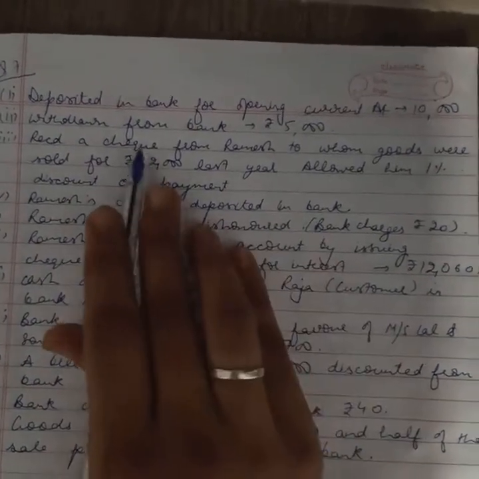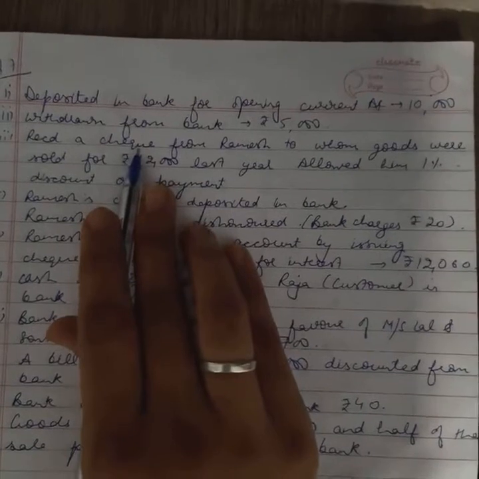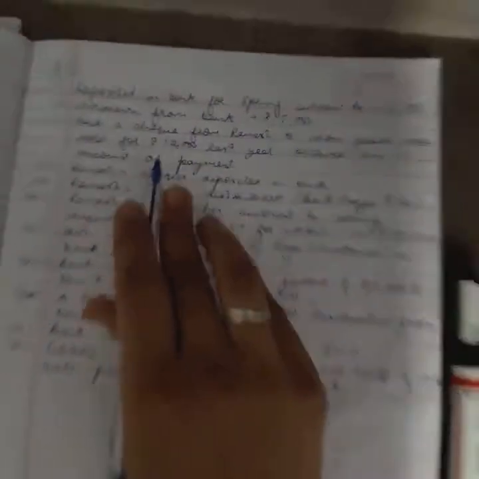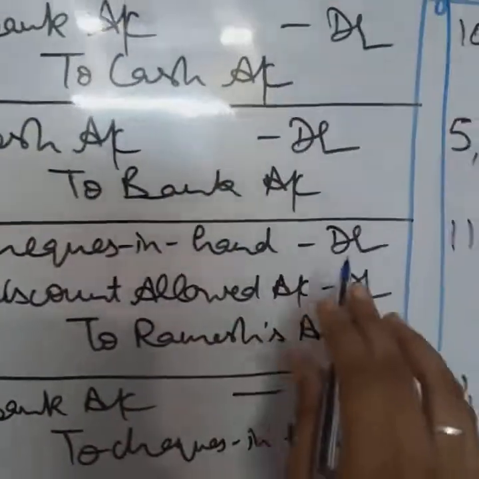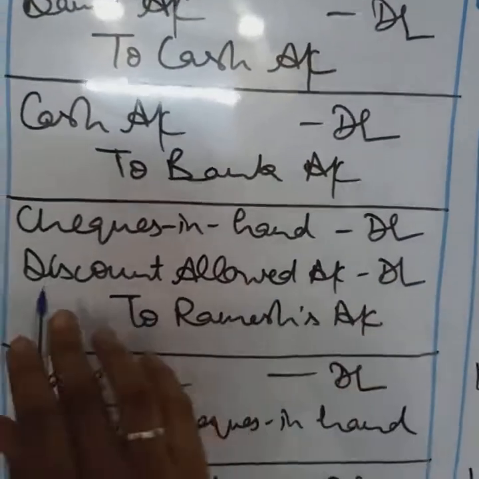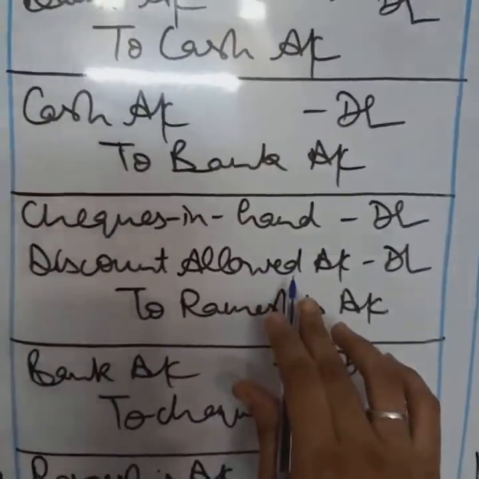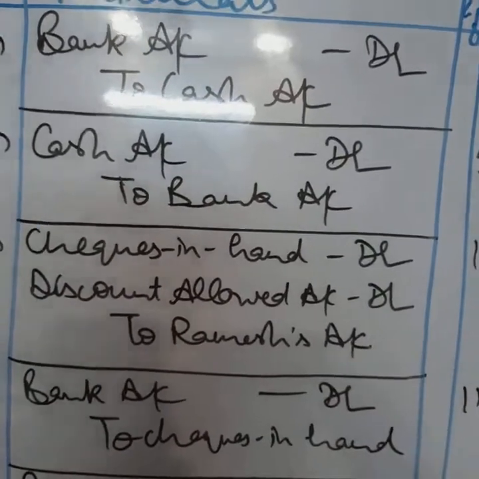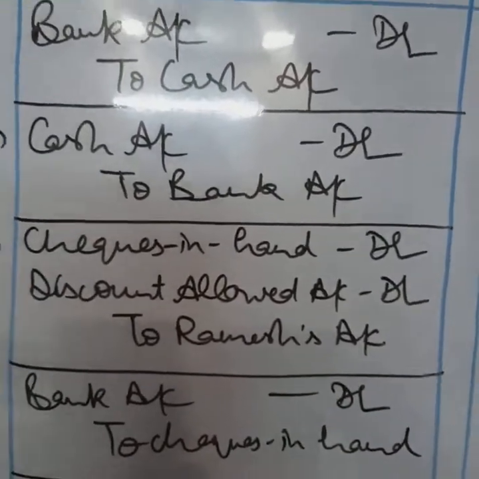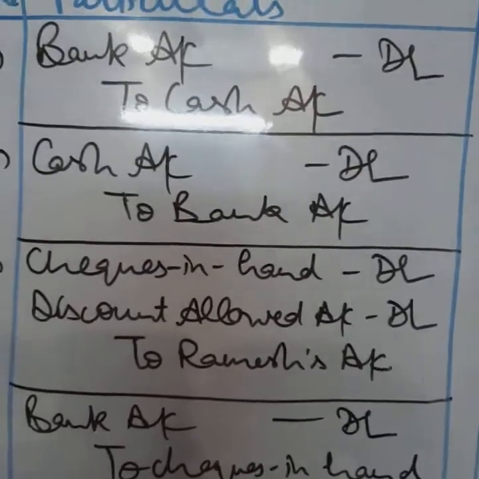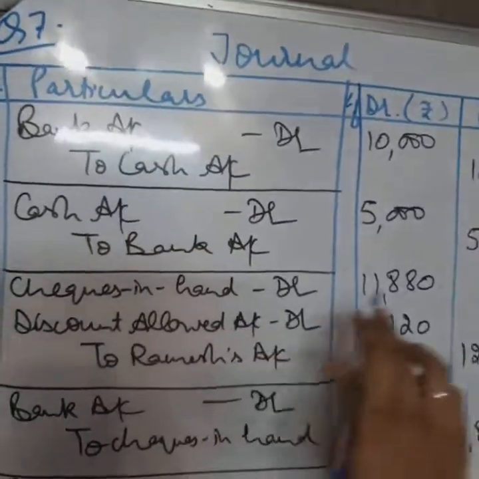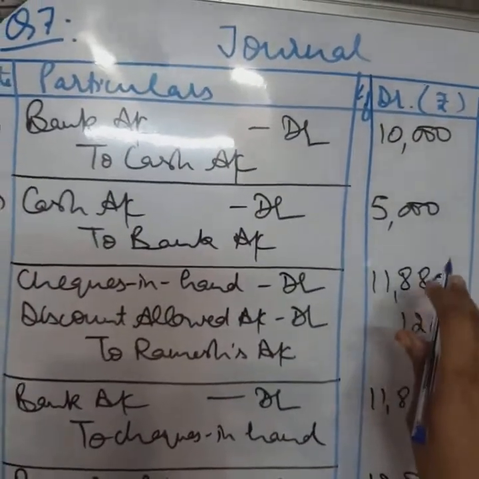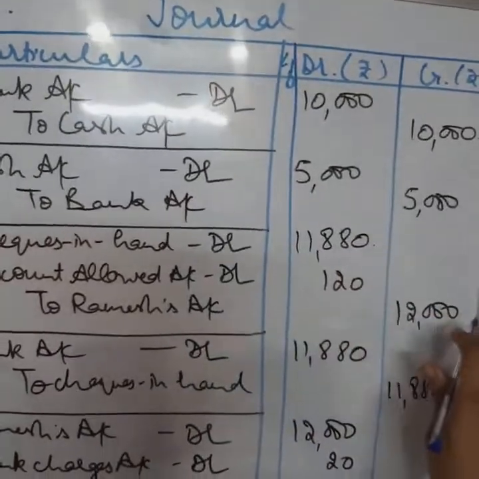So when we are receiving check and not depositing it the same day, we'll write checks in hand account debited, discount allowed, it's our expense, debited to Ramesh's account. Ramesh is giving us the check, he is the giver, so it will be credited. So checks in hand debited with the amount of money received after deducting the discount.